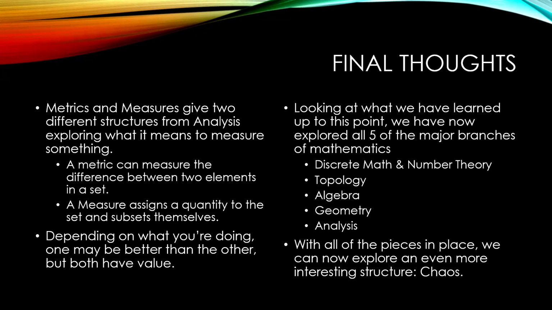Looking at what we've learned up to this point, we have now explored all 5 of the major branches of mathematics. We've explored discrete math and number theory. We've explored topology. We've explored algebra. We've explored geometry. And now we've done a pretty deep dive into the study of analysis. With all of these pieces together, we can now explore an even more interesting structure. And that structure is chaos. When we think about all of these structures, we've seen how they can go good. Now we're going to be looking at how they can go bad.